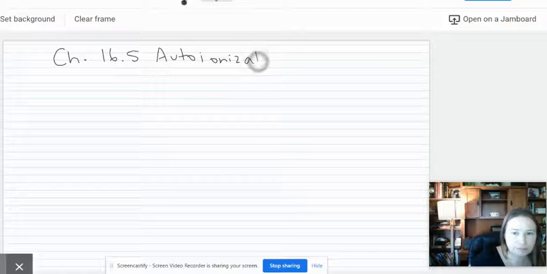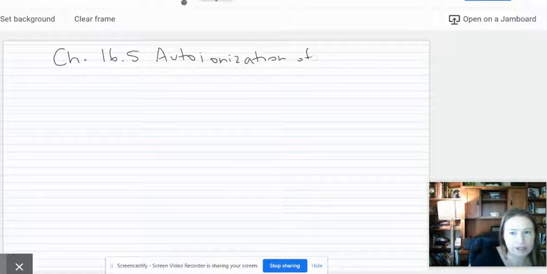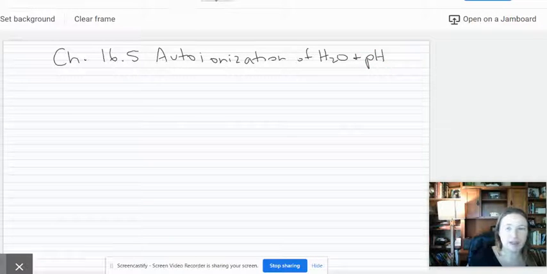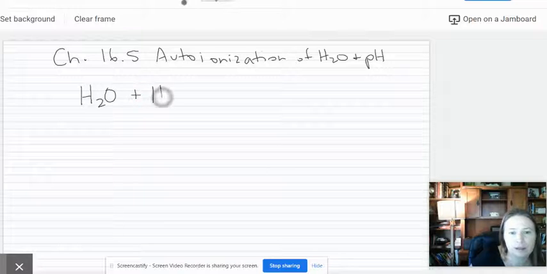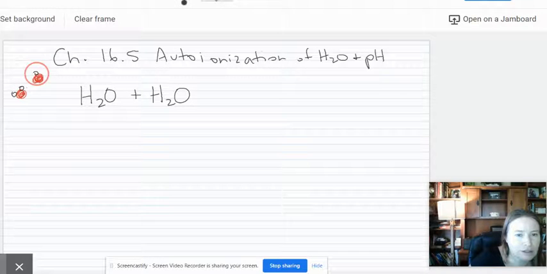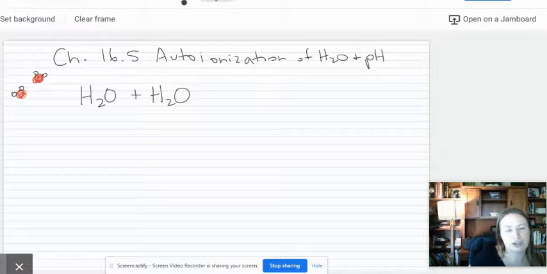Autoionization of H2O and pH. So we're going to cover both things. The autoionization of water just says that when we have water, there are a bunch of these little H2O molecules floating around. Remember, it looks like a little Mickey Mouse. I have oxygen, and hydrogen, hydrogen, hydrogen, hydrogen.